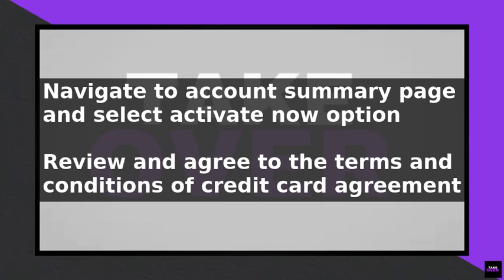You will be prompted to review and agree to the terms and conditions of your credit card agreement. Next, you will be asked to provide the card details, including the card number, expiration date, and security code. This information can be found on the back of your credit card or on the sticker provided with your card. Enter the details carefully to avoid any errors.